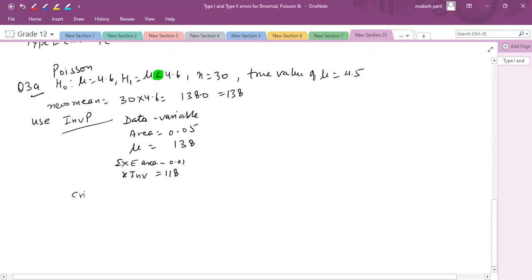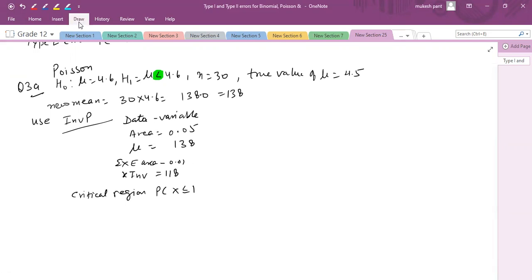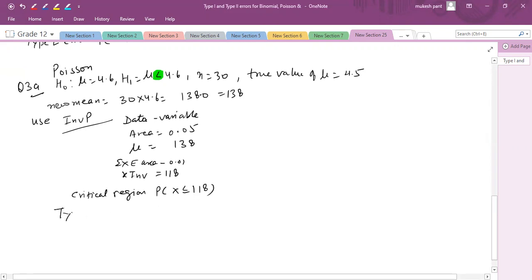So what will the critical region be? Critical region will be probability of x less than or equal to 118. So type 1 error means probability x less than or equal to 118 when the mean is 138.